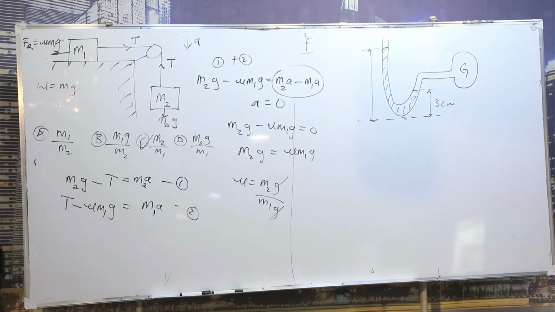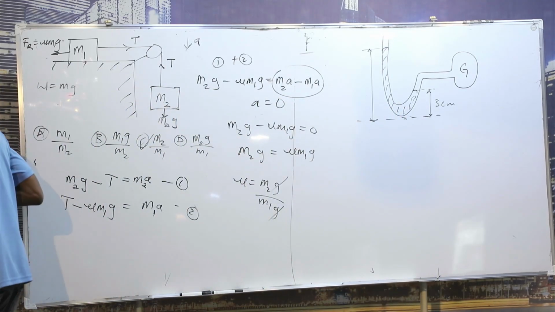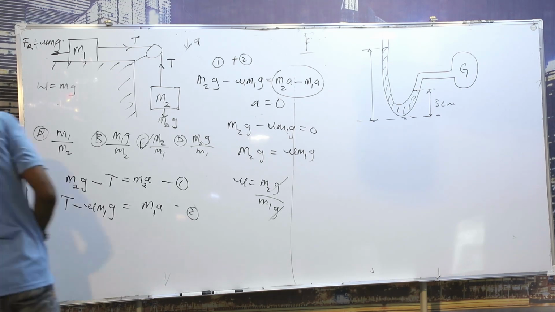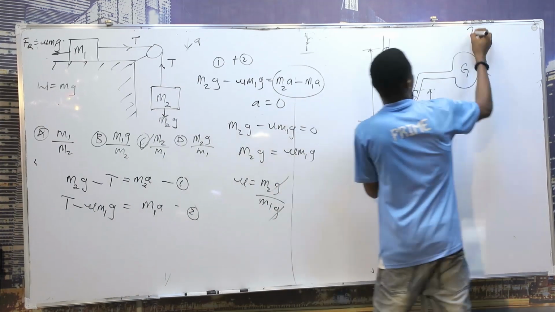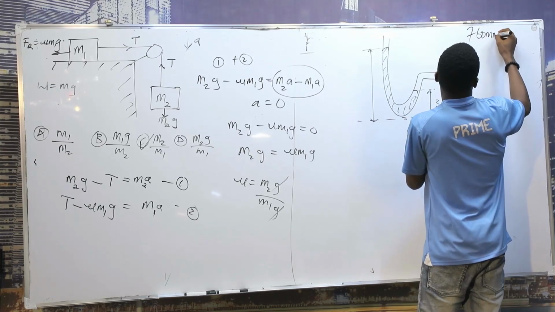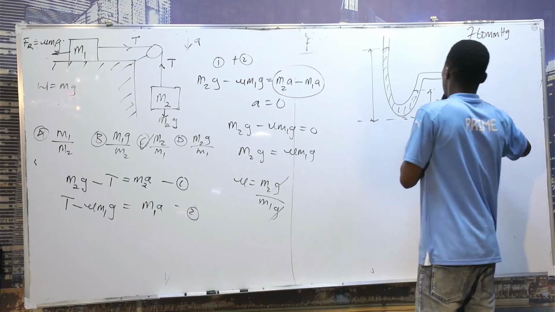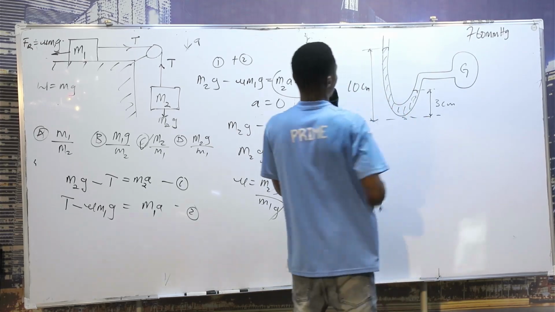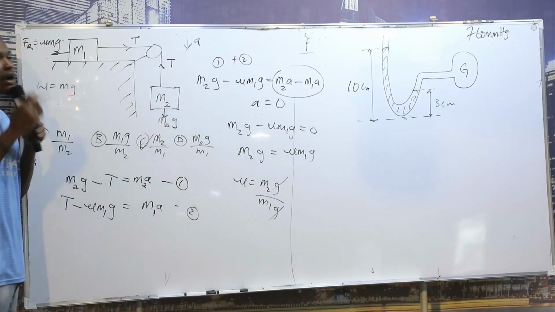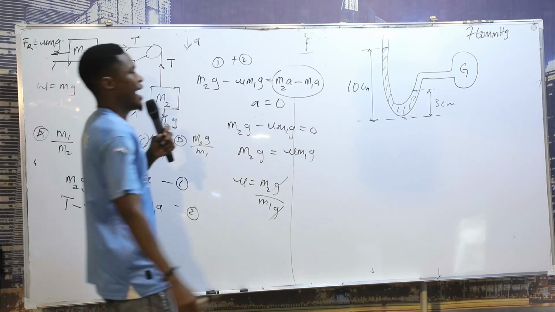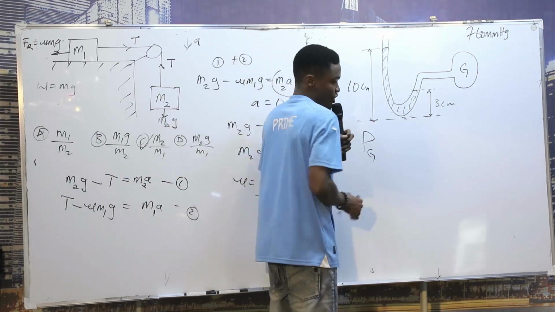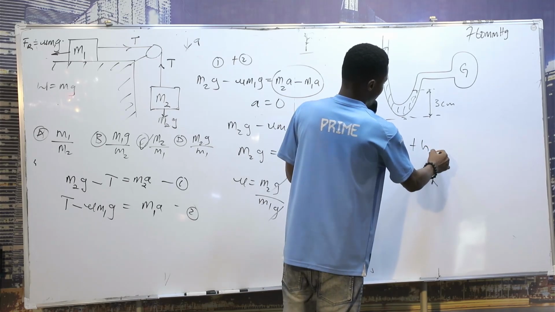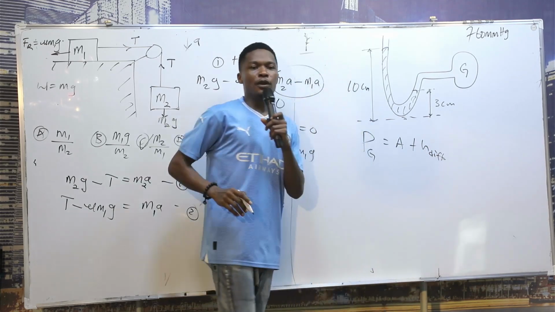They said in the diagram above, if the atmospheric pressure is 760 millimeter mercury, what is the pressure in the chamber? Here is 10 cm. I tell them that the pressure at G is equal to atmospheric pressure plus height difference.